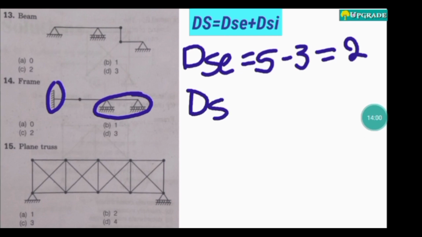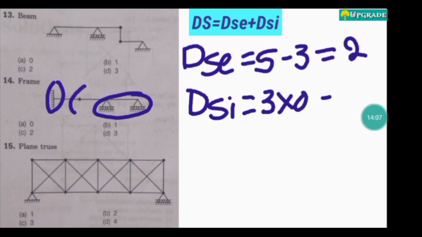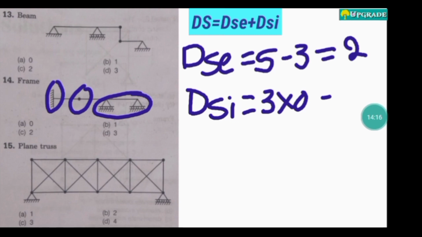And DSI: 3 into closed loops 0, minus released reactions. One internal hinge is there, so the internal hinge formula will be m dash minus 1. M dash is nothing but the number of members connected to the hinge. This hinge is connected to 2 members, so that is 2 minus 1, 1. So the answer is minus 1.